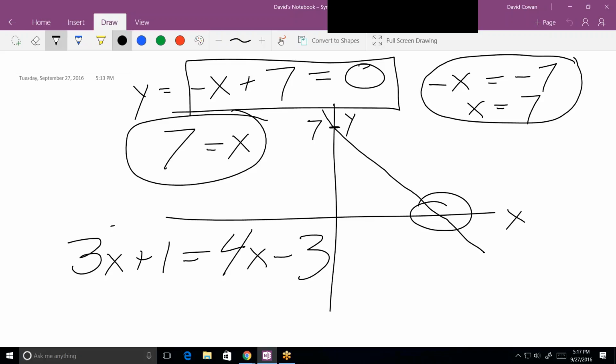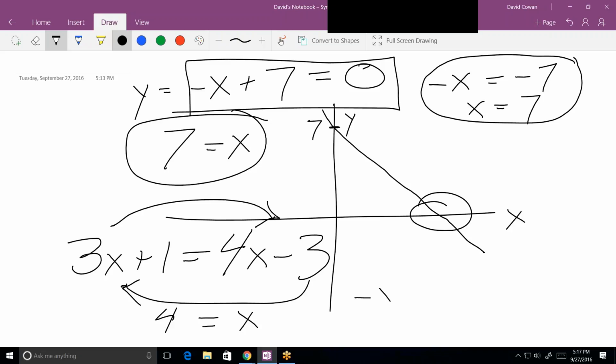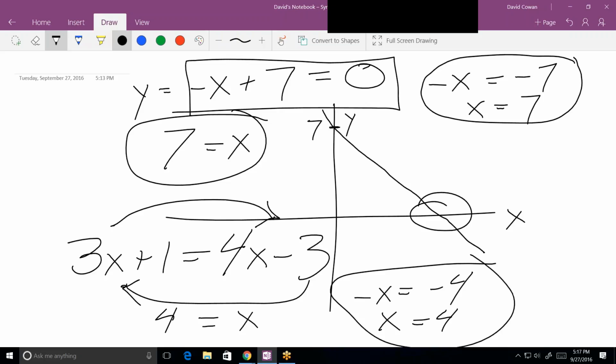Notice that if I move the x's that way and the 3 this way, I get my answer immediately. X equals 4 in one step. Whereas if I do it the other way, I have to do 2 steps, because now I end up with negative x equals negative 4, and now I have to divide both sides by negative 1 to get x equal to 4. So this is a 2-step solution. That was a 1-step solution.